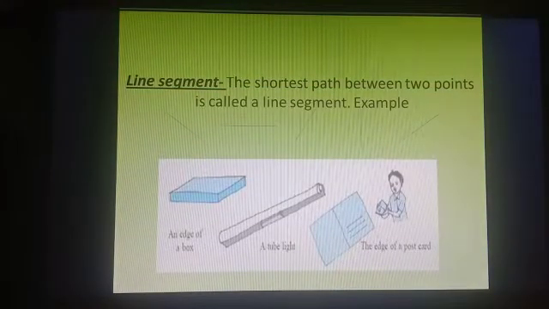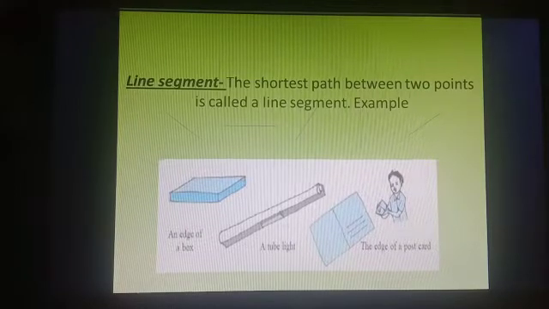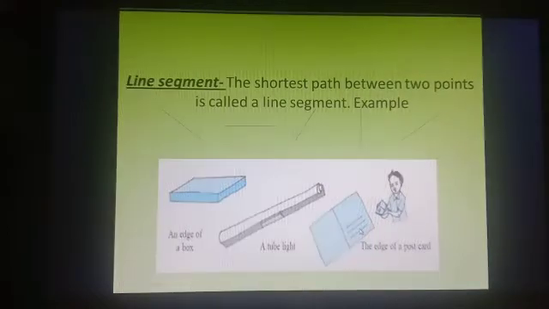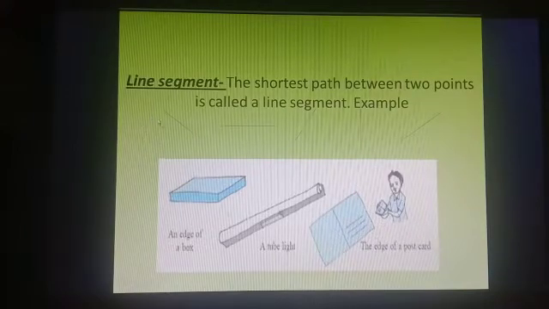In this chapter we will first discuss the line segment. You know, a line segment is the shortest path between 2 points. If we draw a line from 2 points, it is called a line segment. You can see the examples, and real life examples are an edge of a box, a tube light, the edge of a postcard. So many examples of line segments are available around you, and these line segments have two endpoints and a fixed length. It is not going to extend from any side.